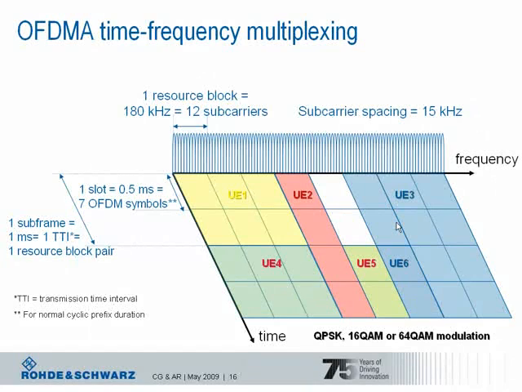Now there's also the notion of a slot, which is 0.5 millisecond, corresponding to 7 OFDM symbols. The slot was introduced, for example, because the downlink reference symbols, also called the pilot symbols, are repeated every slot, so that's why it's also useful to have this notion of a slot. But for the resource assignment, again, the transmission time interval of 1 millisecond or subframe is the important part, because this defines the scheduling interval.